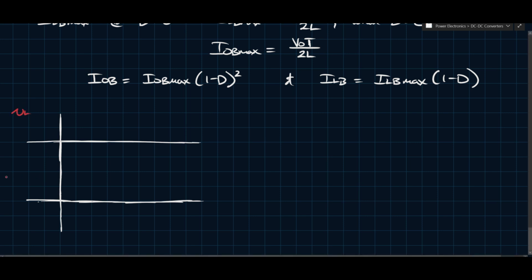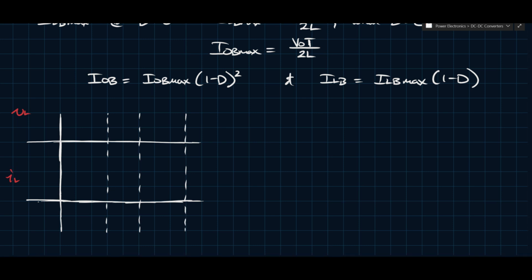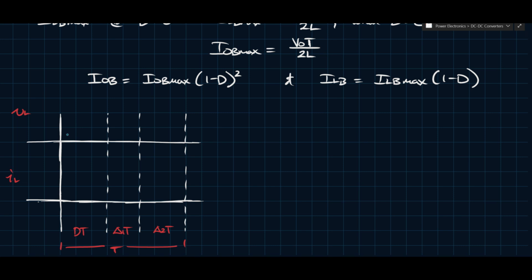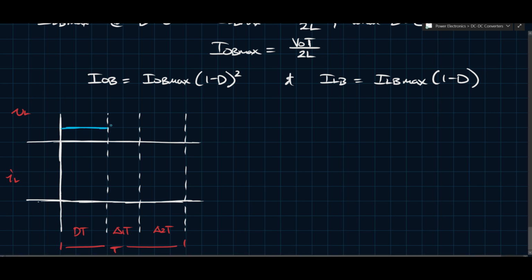And so we have VL and we'll have IL, and let's say this is DT, let's say this is delta 1 T, and let's say this is delta 2 T, and that obviously this whole thing is T. That's kind of standard. In any case, VL during the first part, from 0 to DT, will be positive. It'll be VDC here, and then it'll drop down to minus VO there.